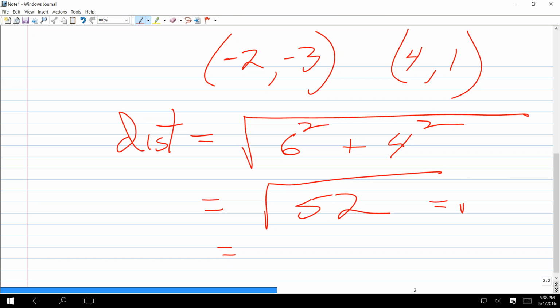It might be divisible by 4. It is divisible by 4. You have 4 times 13, which means it simplifies to 2 root 13. And that's the distance.